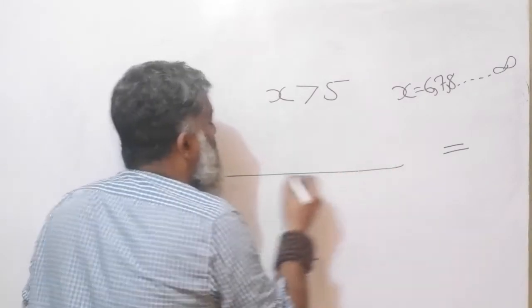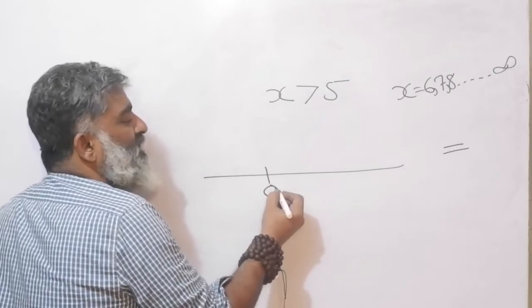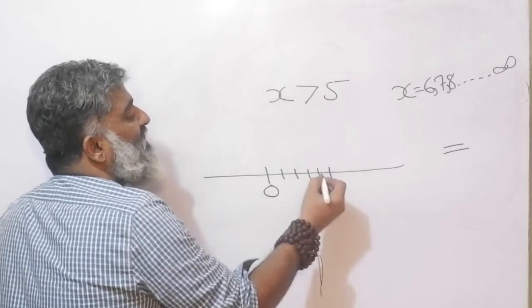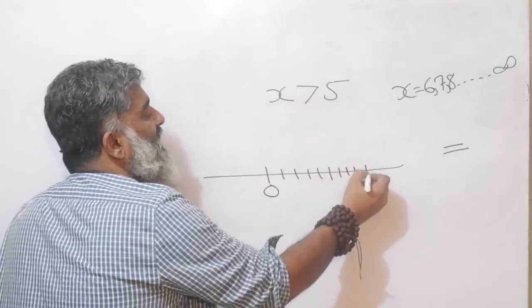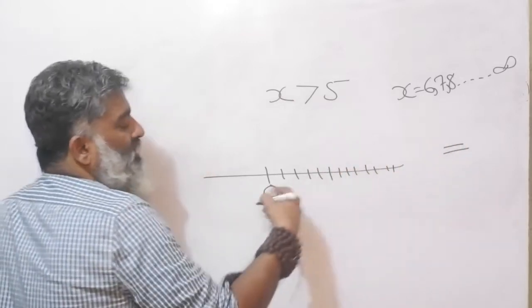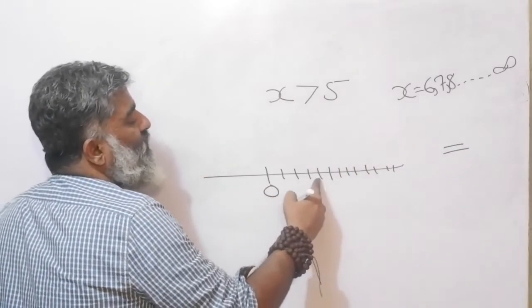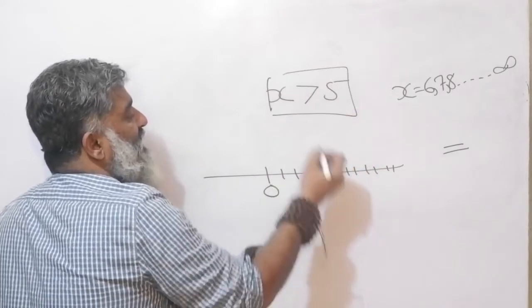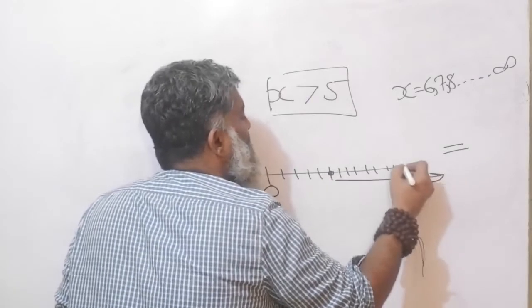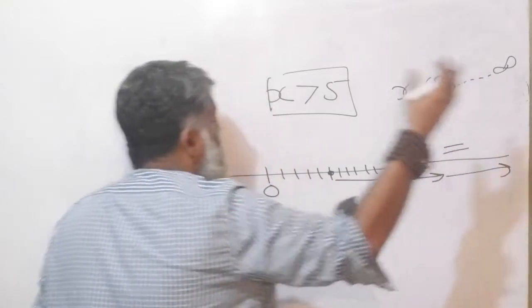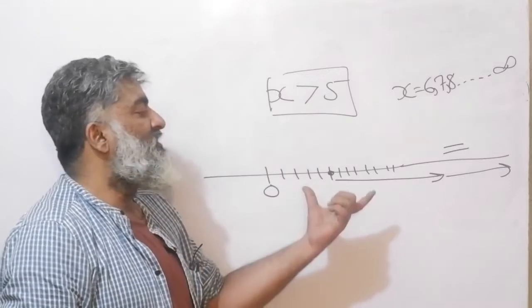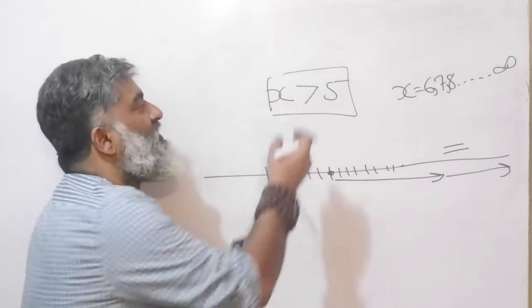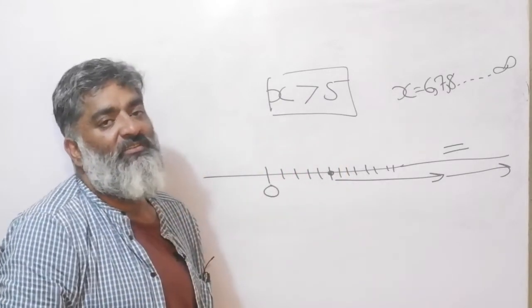Secondly, I should be able to represent this on the number line. Imagine this point to be 0. So I have 1, 2, 3, 4, 5. It says x is greater than 5. That means 6, 7, 8, 9, 10, and lots of points on the line. This expression tells me that x can be anywhere in this region, as far as you want to move. Can x be 2 or 3 or 1 or 0 or minus 2? No, x has to be greater than 5.